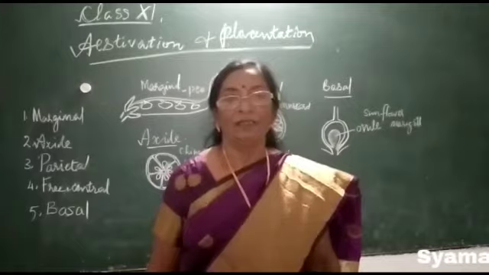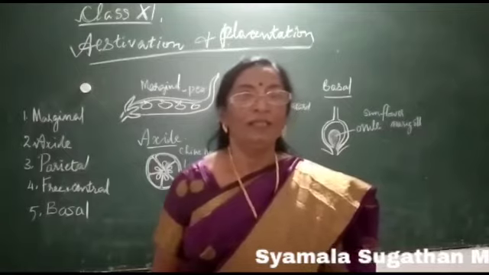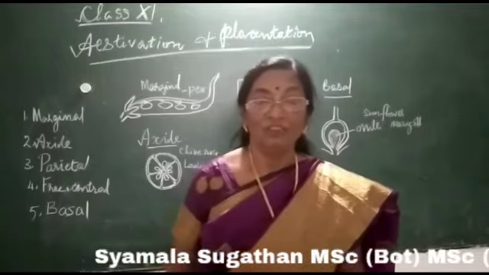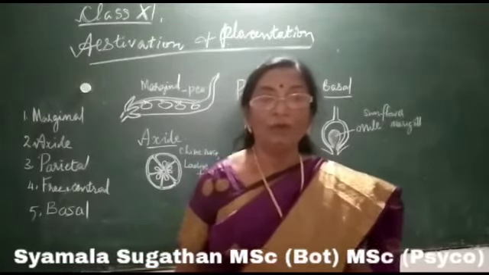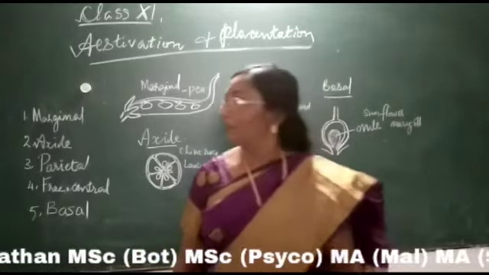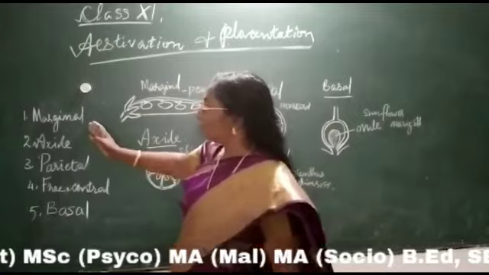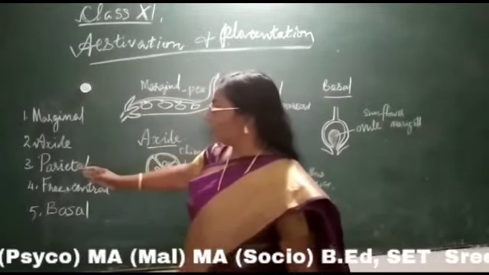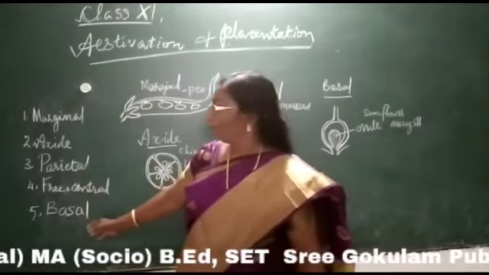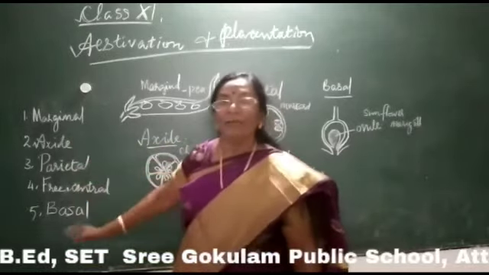Now we can study placentation. The arrangement of ovules within the ovary along the placenta is called placentation. There are 5 different types of placentations, namely marginal placentation, axial placentation, parietal placentation, free-central placentation, and basal placentation. Marginal, axial, parietal, free-central, and basal.